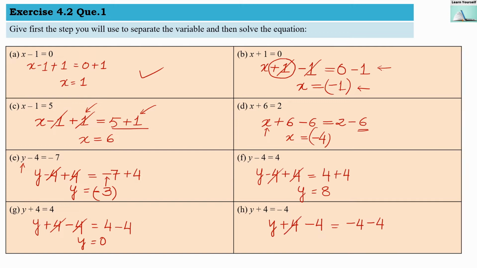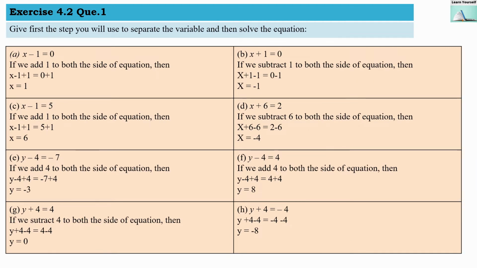Now plus 4 and minus 4, I can cancel it out, and here y equals to minus minus will become plus. These two minus signs are there, so we have to add them. So 4 plus 4, it will become 8, but both are having minus sign. This answer will also have minus sign. So that is how we have solved this equation.